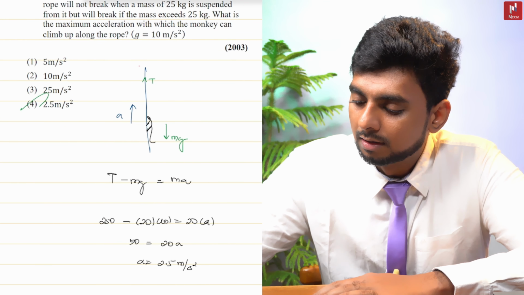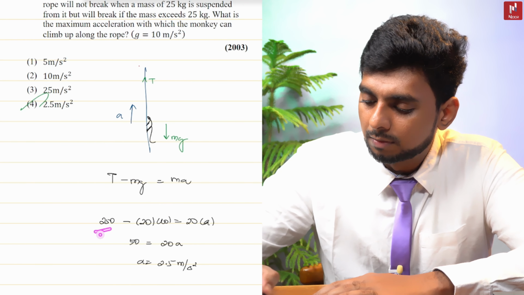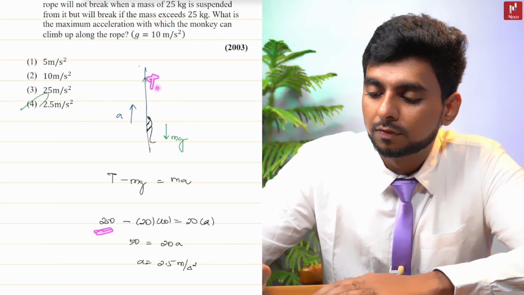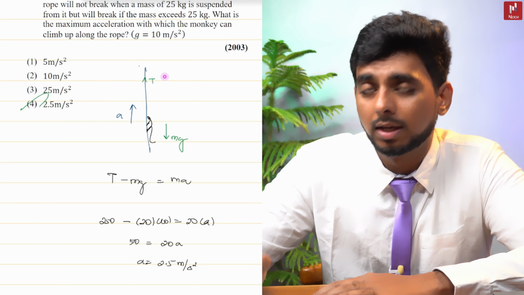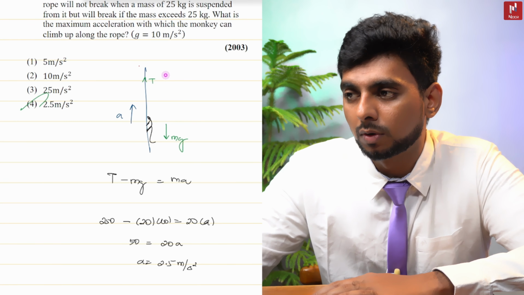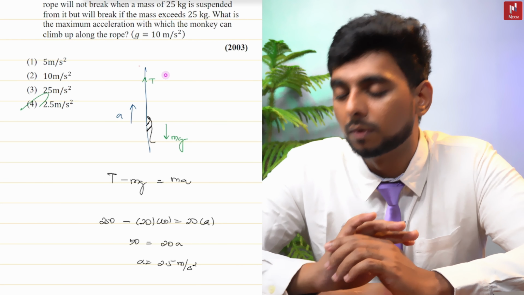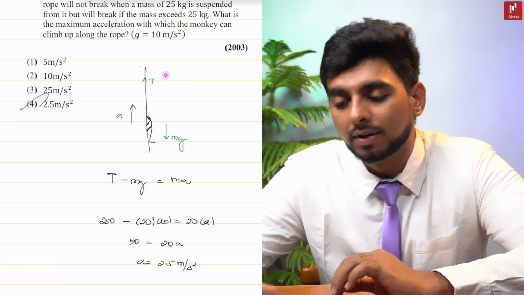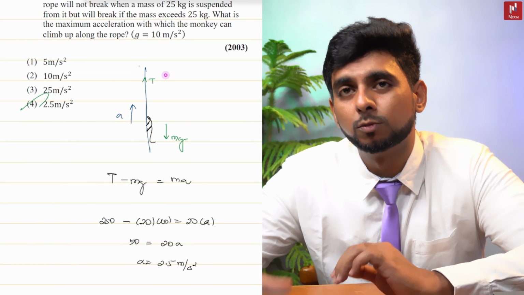I just plugged in 250 Newton over here. It should be clear because the maximum force that is possible over here to balance is 250 Newton, because 25 kg equals 25 into 10, which will be 250 Newton, right? You shouldn't have any doubt in the sum. It should be clear. Let's move on to the next one.